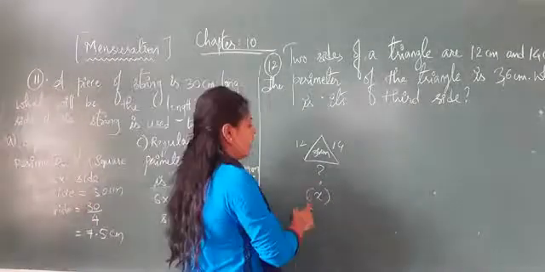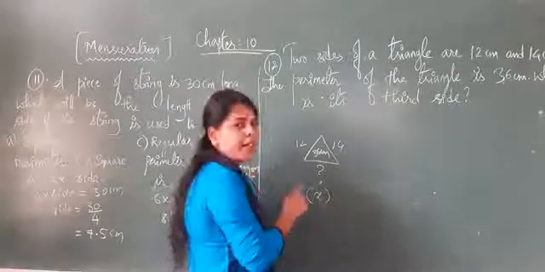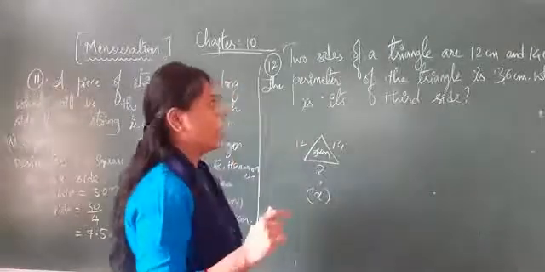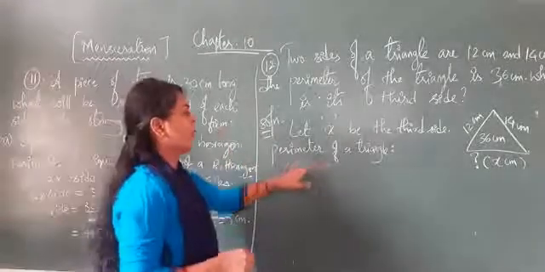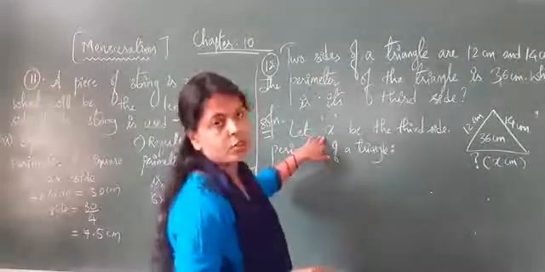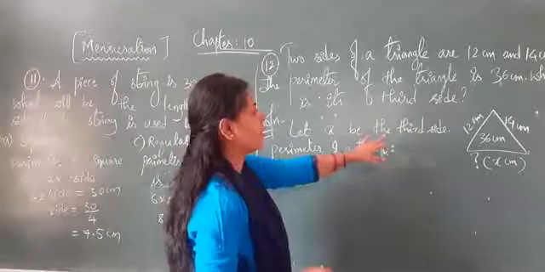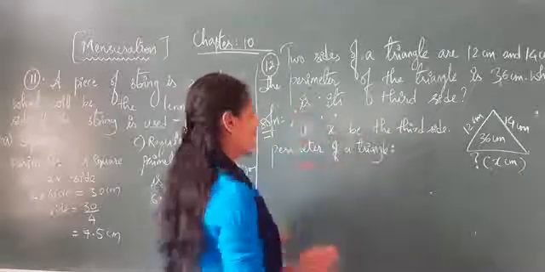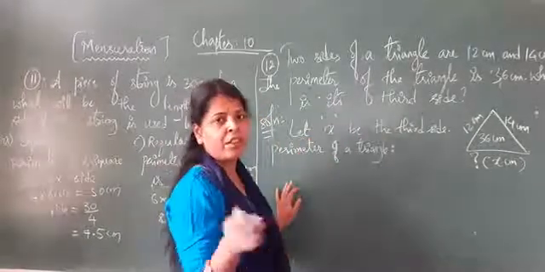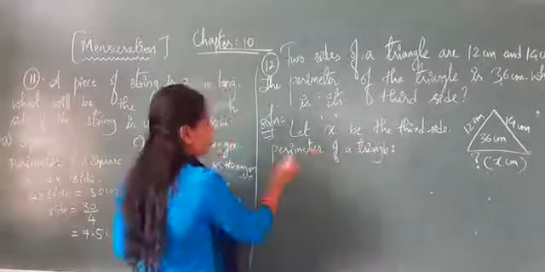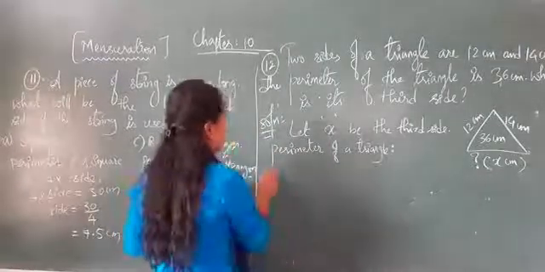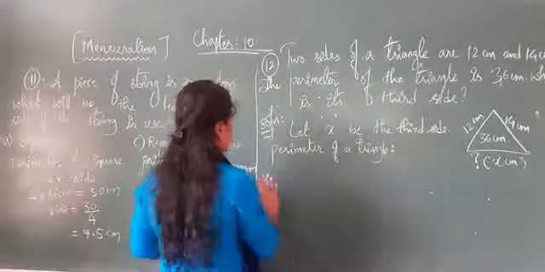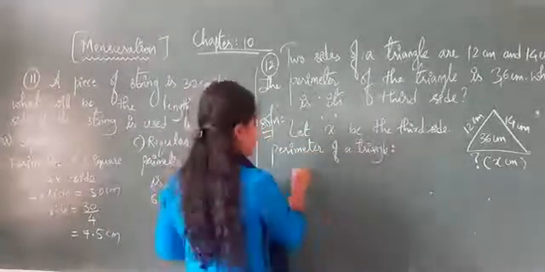So for the third side, instead of taking the question mark, I will take it as x, and we will see that. Let us consider: the perimeter of a triangle, the third side should be taken as x. Let x be the third side. So for the perimeter of the triangle, because all the three sides are different, we have to write all the three sides here. So the perimeter of a triangle is equal to the sum of all the three sides.